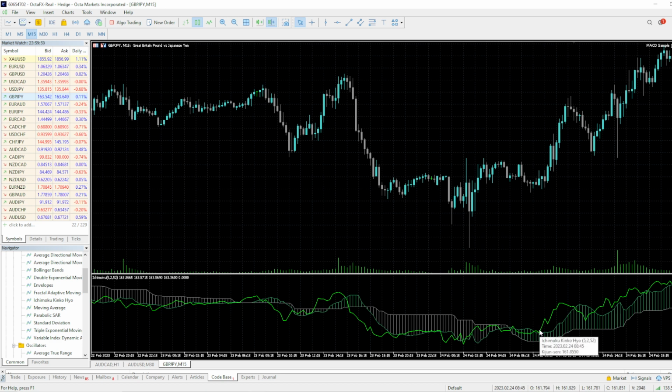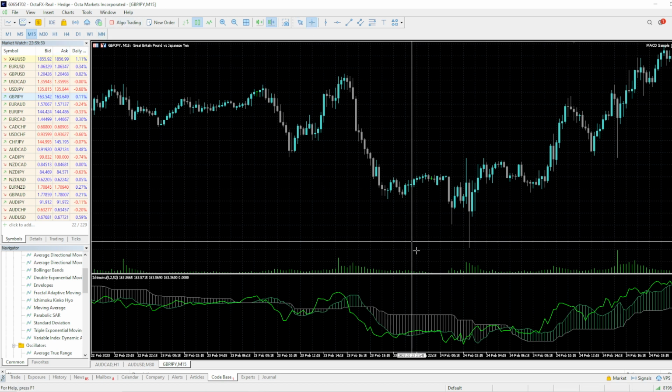You can see here. Now the question is, the resistance was showing over here on the cloud, and the Chikou span took exit from the cloud over here. So how come this is not broken yet? It's already broken. This resistance was broken. How? I'm going to show you now.